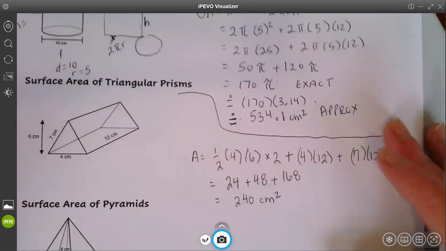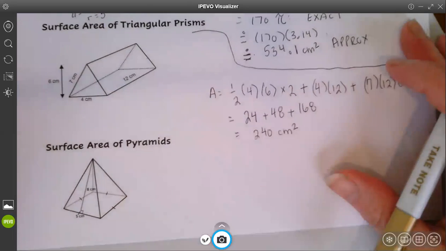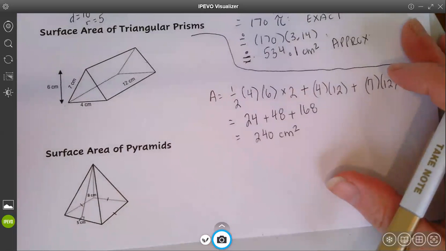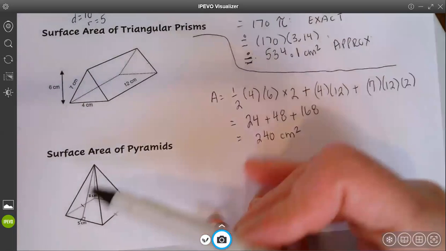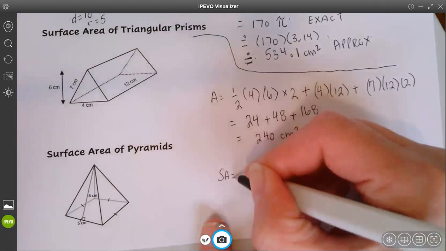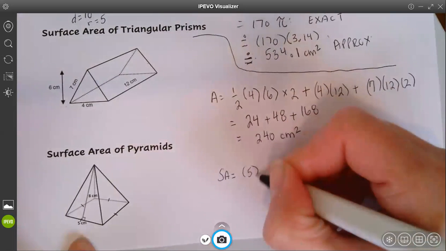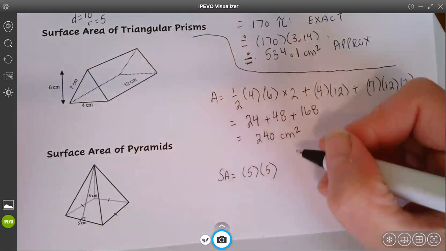And our last example is to look at a pyramid. Now, in this case, we have a square base pyramid. So again, without using a formula sheet, we can piece together the formula ourselves. The base is a square, and it's a 5 by 5. So it would be 5 multiplied by 5. That will give us the area of the bottom.